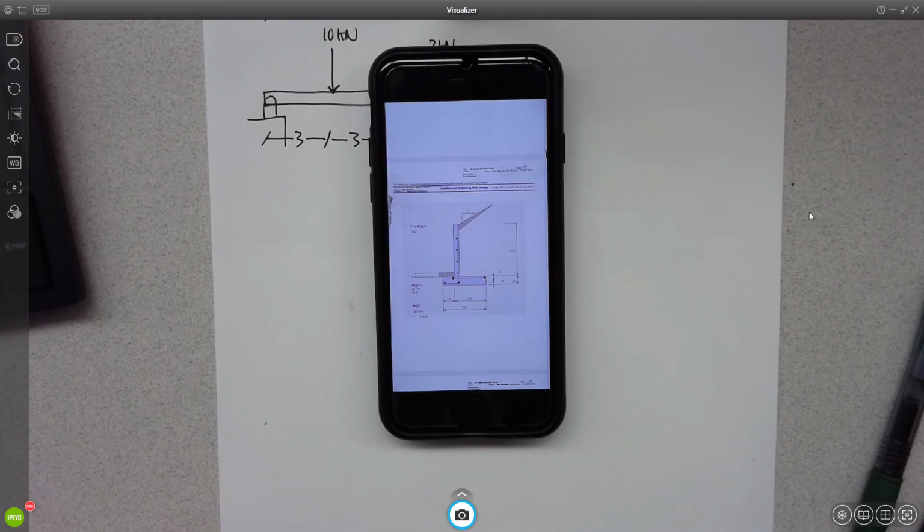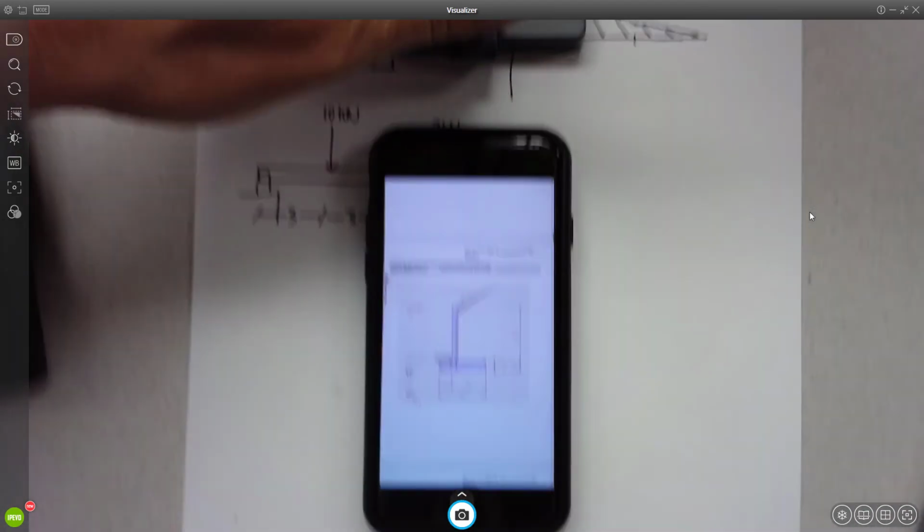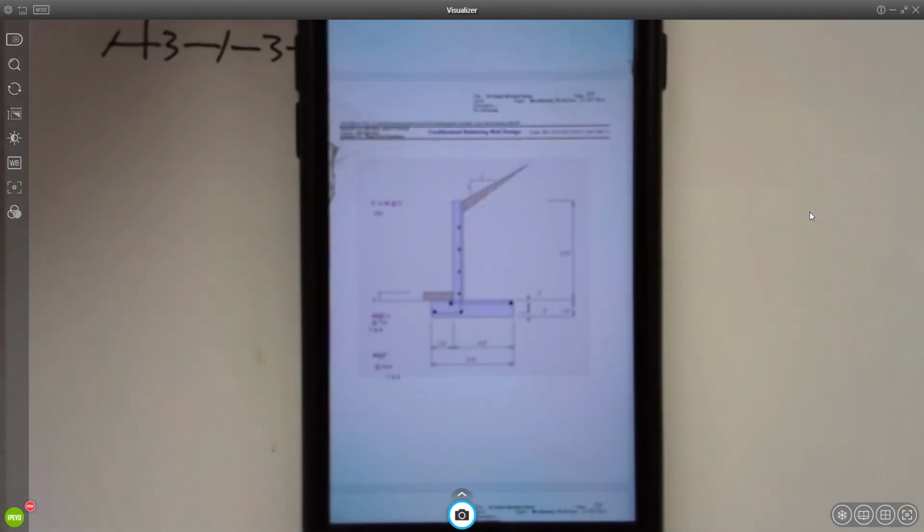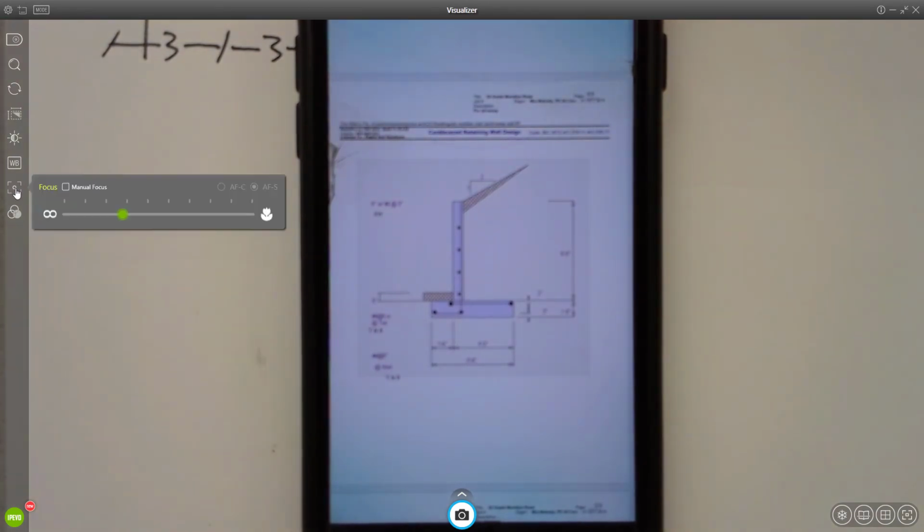So I'll interrupt while you're doing that. We can look at my awesome phone here. Get some focus.